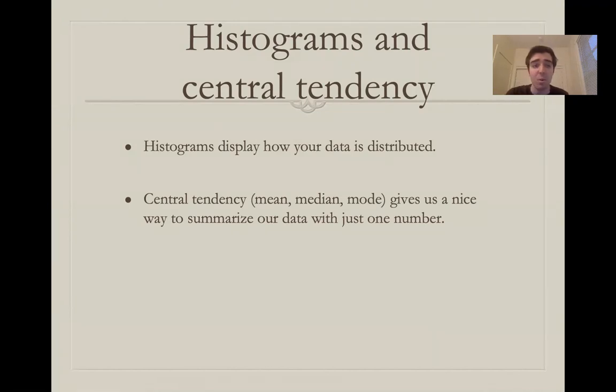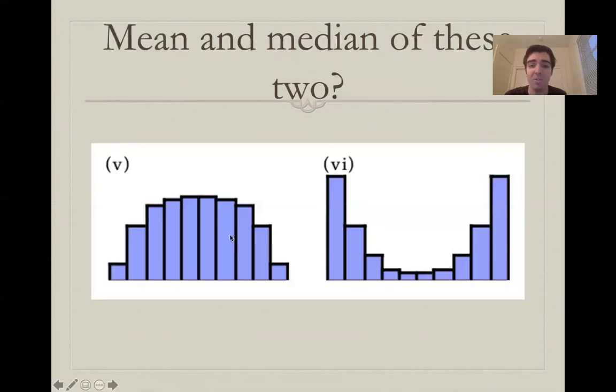Okay, so today I want to talk about one more measurement which can summarize a data set, kind of like central tendency can. That's going to be standard deviation as a measure of spread. So to set that up, let's actually look at a couple of histograms from your most recent homework assignment.